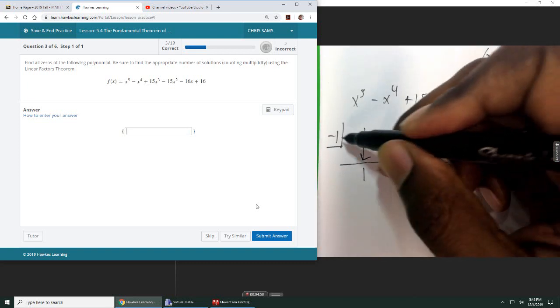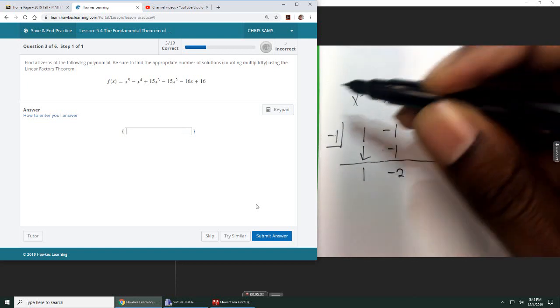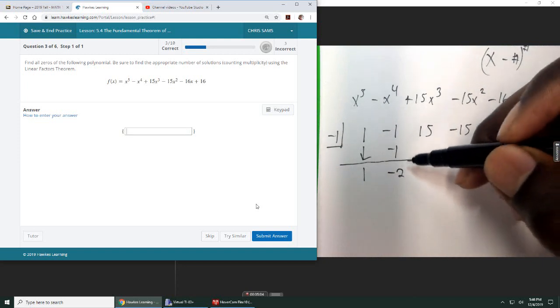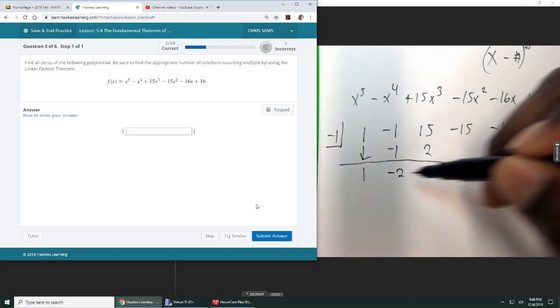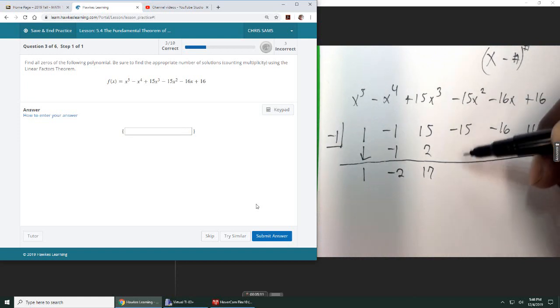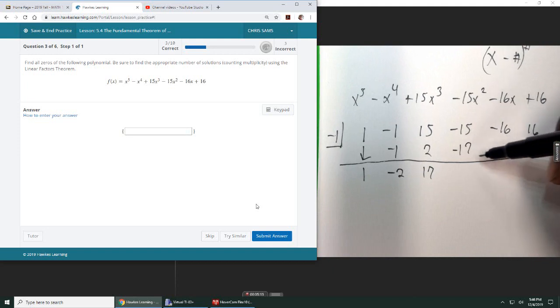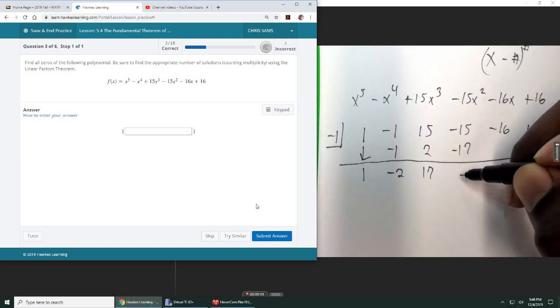-1 times 1 gives you a negative 1, and you combine these two, we get a negative 2. And then you multiply again, negative 1 times negative 2 is positive 2. Negative times a negative is positive. Both positive you add, we get 17. Negative 1 times 17 gives me a negative 17. Combine these, and we get negative 32.